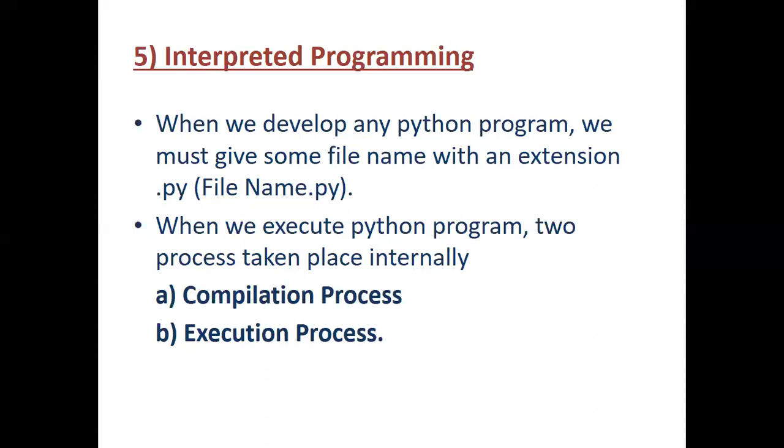Now, whenever we develop any Python program, we need to save the file with the extension .py. Please remember, every time we save the file, we need to save it with the extension .py. If I'm typing a program for addition, I need to save it with a name like add.py or addition.py. Whenever we execute the Python program, two processes take place internally: one is the compilation process and the second is the execution process.